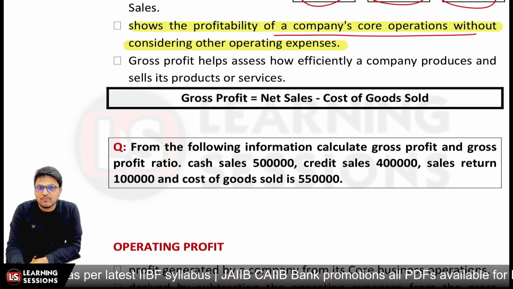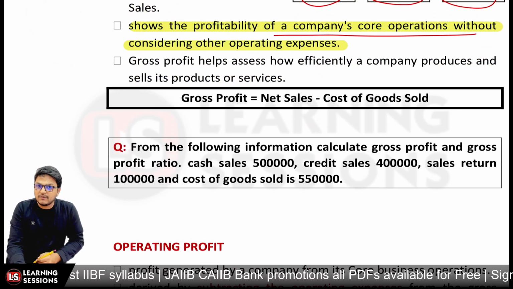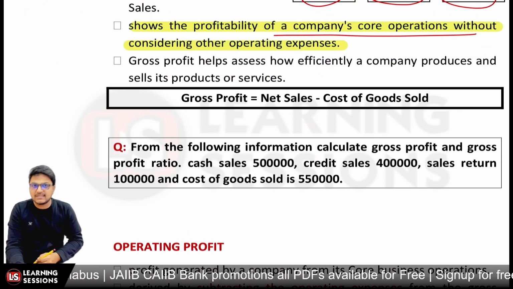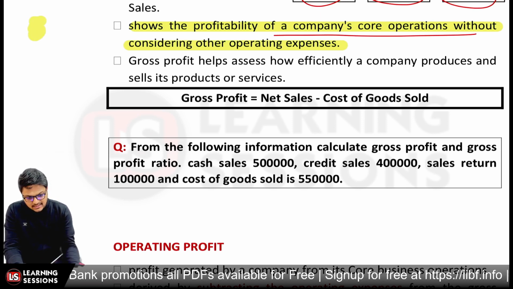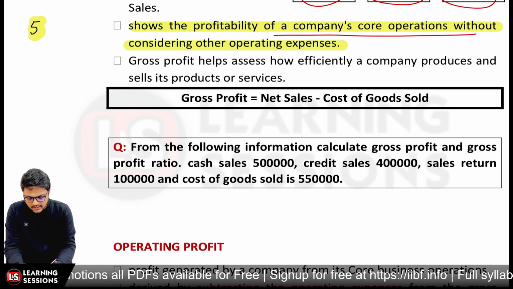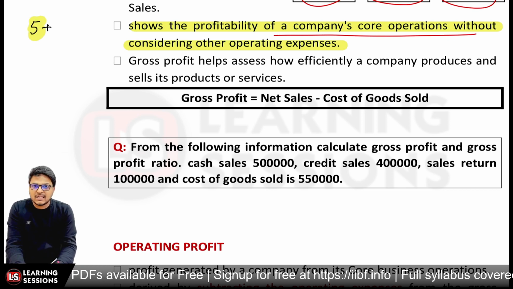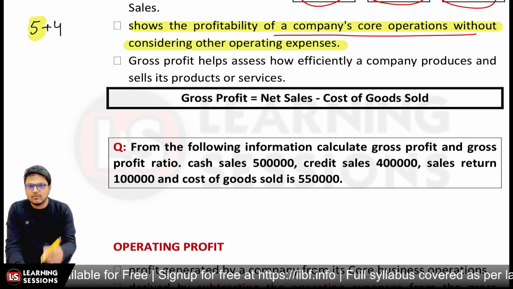Okay, and now let's have a look at the question over here. It says, from the following information, calculate the gross profit ratio. The cash sales are given to be amounting to rupees 5 lakh, and further the credit sales are given to be amounting to rupees 4 lakh.